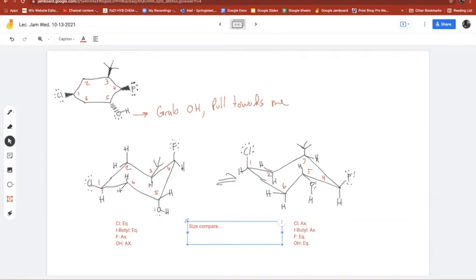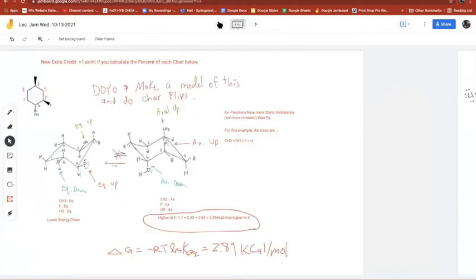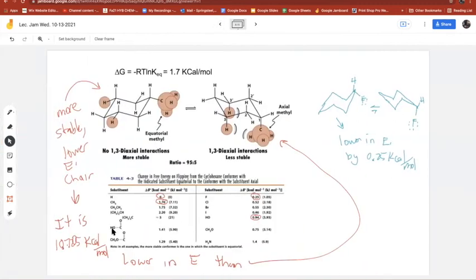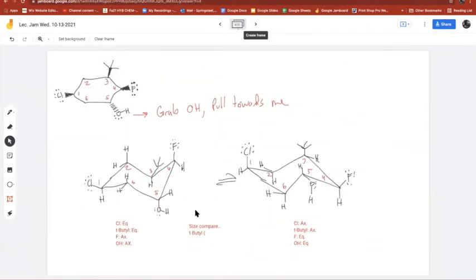Let's check. So the largest group of all is the tert-butyl by far. If you look up its value for differences in energies, it's tert-butyl right here. It's right here. 5 kcals per mole. Big difference. Tert-butyl, 5 kcal. So when it's axial, it raises the energy of the chair 5 kcals per mole. So that's the largest group.